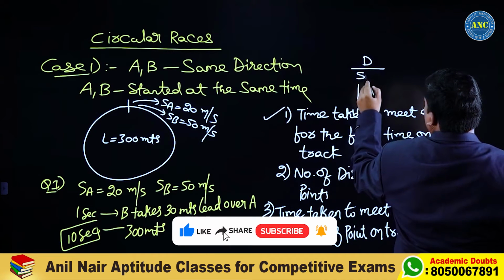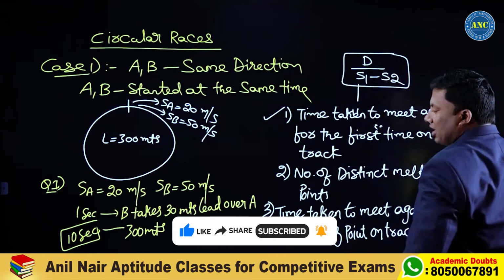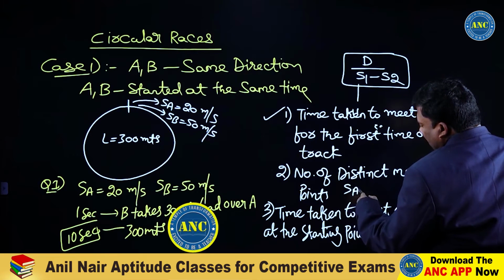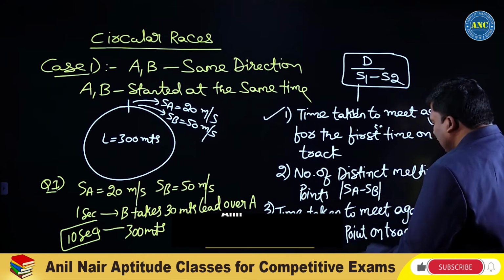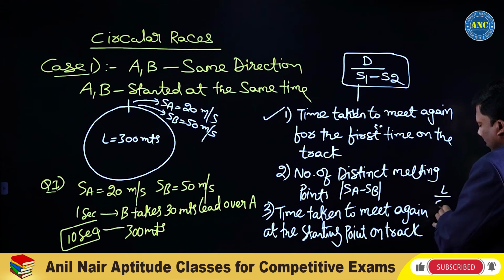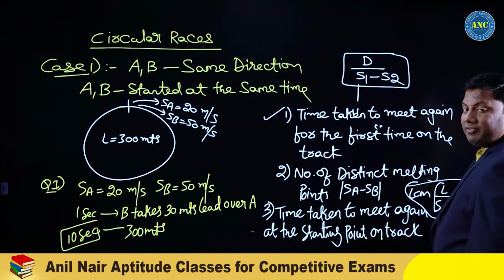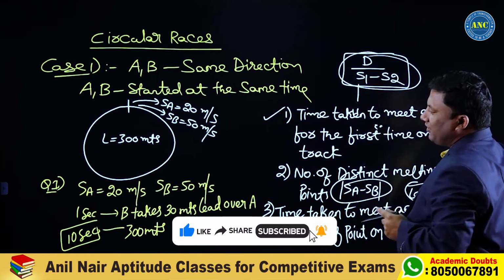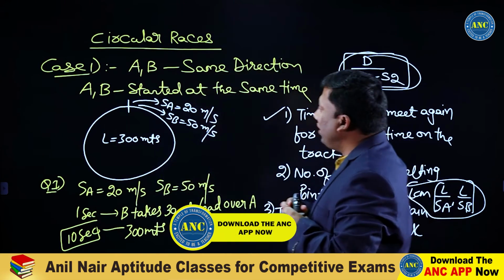Time is distance by relative speed, D by S1 minus S2. This is the concept. Number of distinct points on the track will be SA minus SB, smaller subtracted from larger. Time taken to meet again at the starting point is LCM of L by SA comma L by SB. This is the concept for the third question, this is the concept for the second question, and this is the concept for the first question. Is the idea clear? I hope these three concepts are very much clear to you.